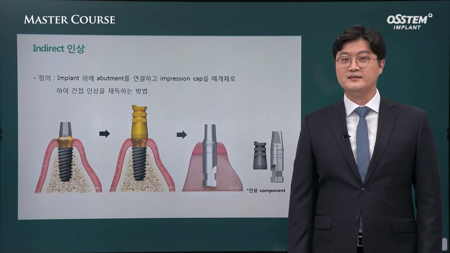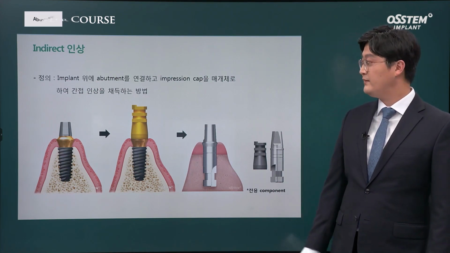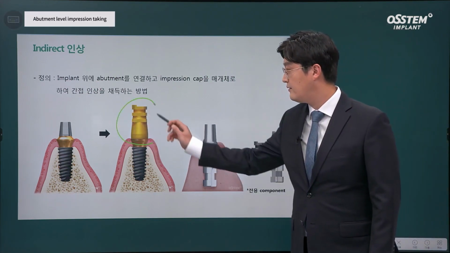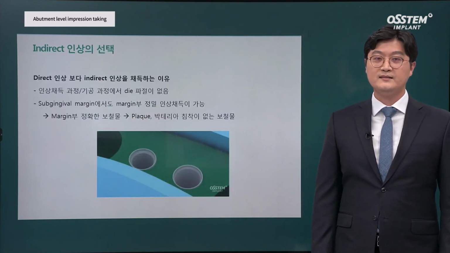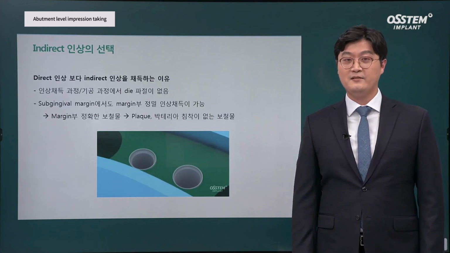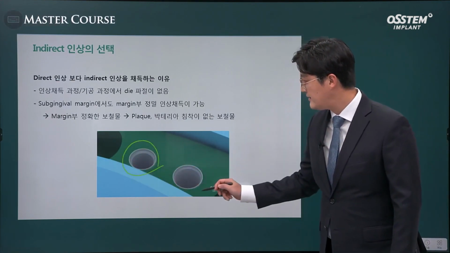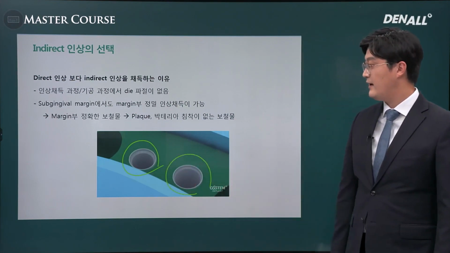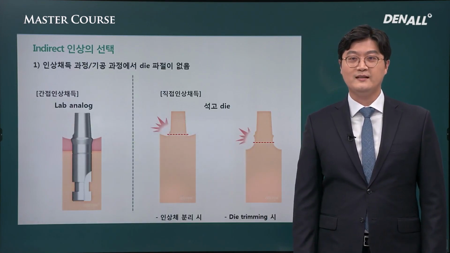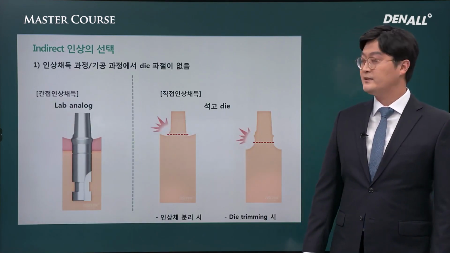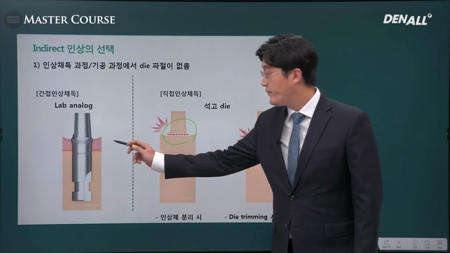Abutment level has 2 types, direct and indirect. For direct impression taking, a plastic cap is used for impression taking. The plastic cap is coming out with the impression material. Plastic caps are included in the impression material, and stock lab analogs are inserted in them to make a gypsum model. The advantage is there is no risk of fracture.